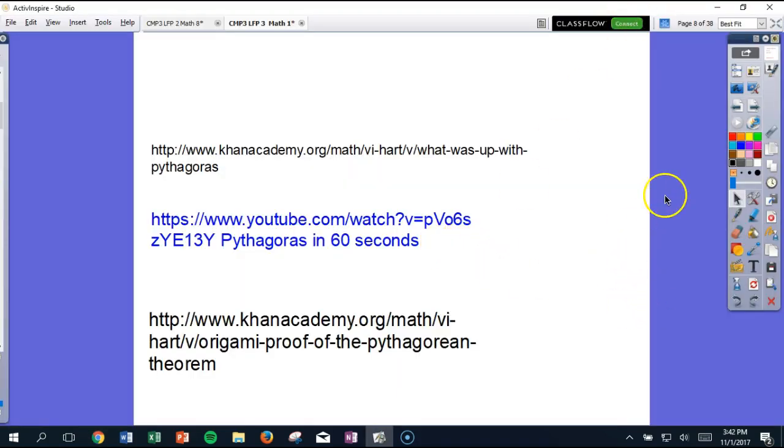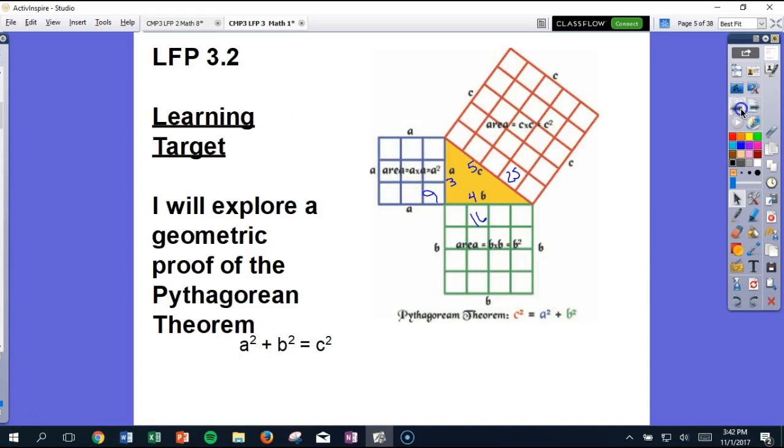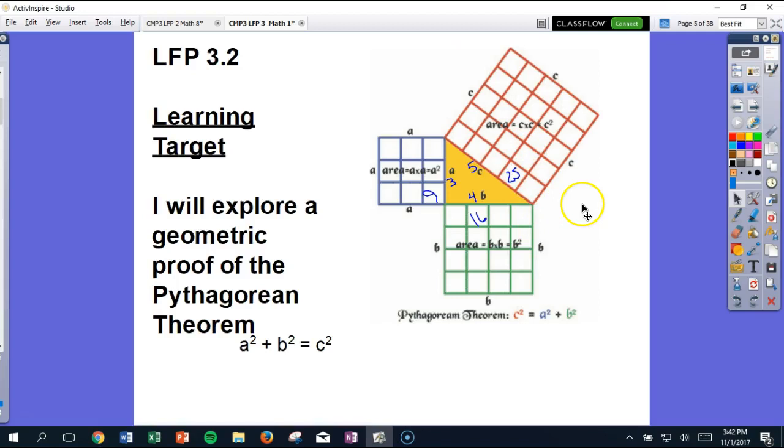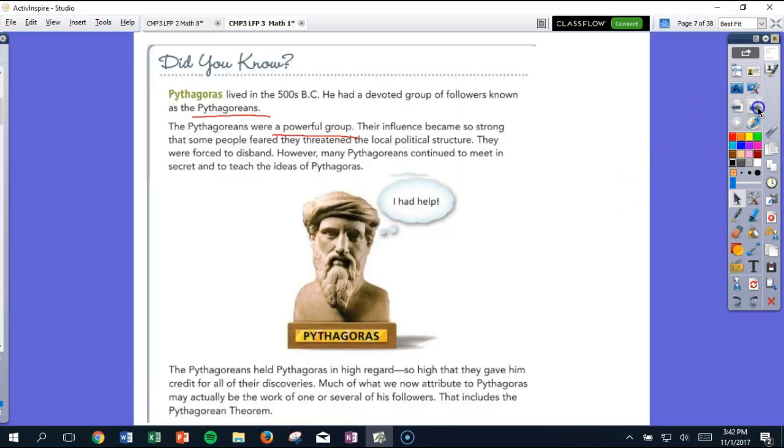So hopefully that helps you a little bit. If you need to, go back and watch that video again. Otherwise, be using our theorem, our a squared plus b squared equals c squared. All right, a squared plus b squared equals c squared.